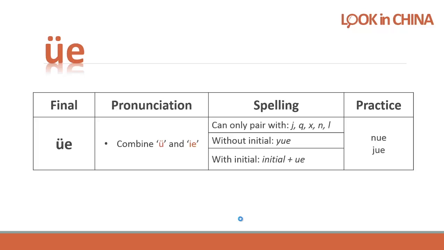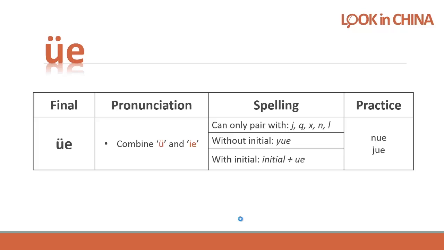This compound final is a little bit tricky. It's yue. So you should already know how to pronounce that U with the two little dots over it. It's pronounced U. And you just need to drag that sound out and end in E like egg. So it's U. There are several initials that can be paired with this final.